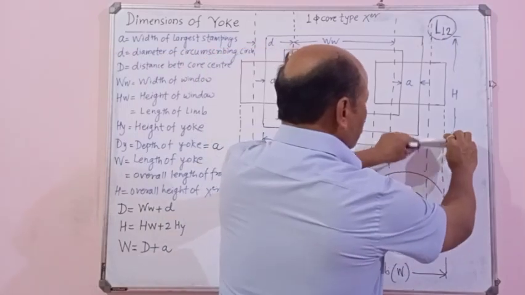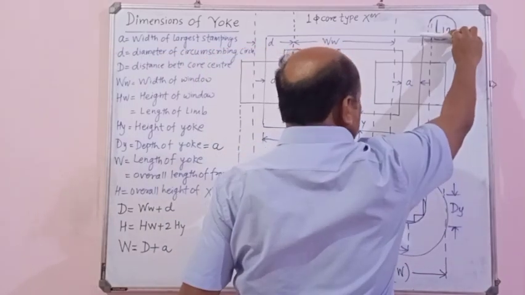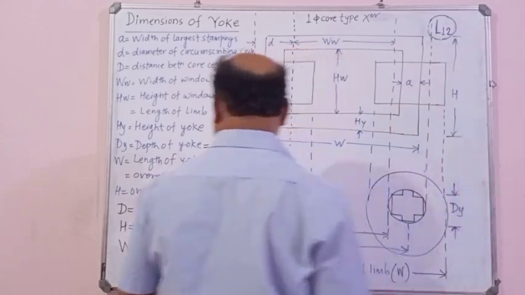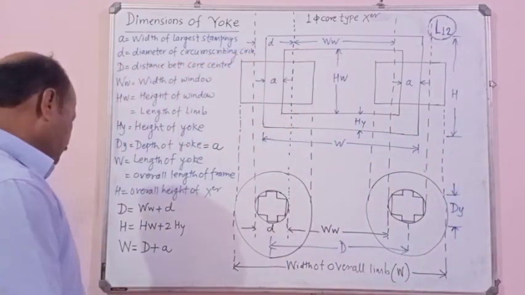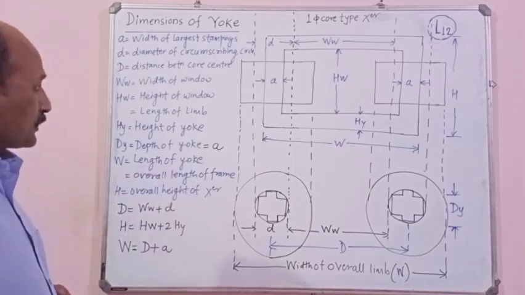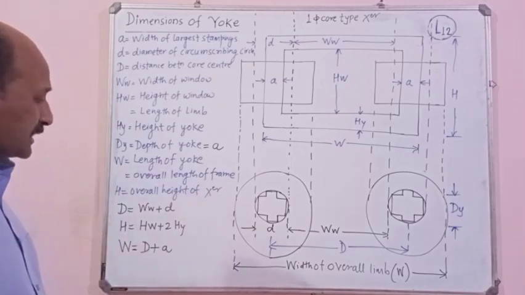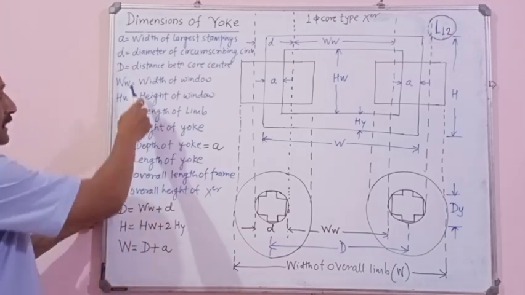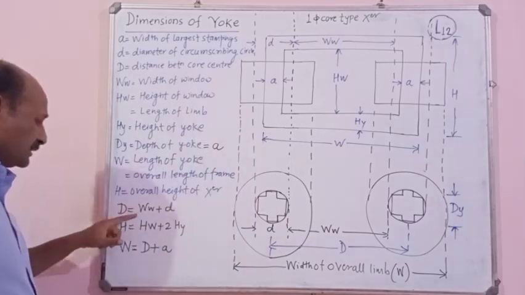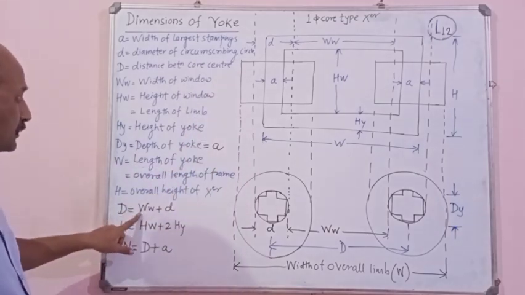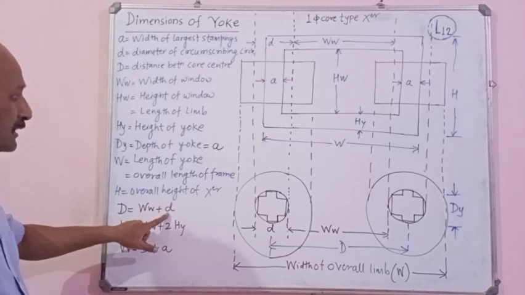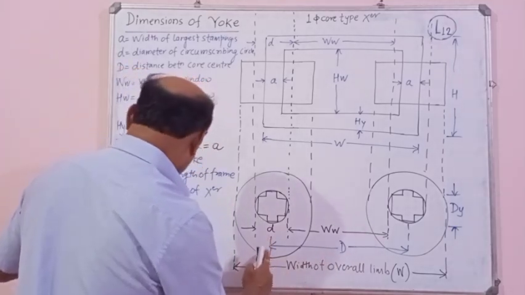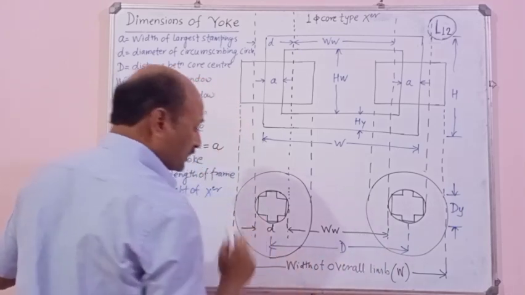So from the base of the lower yoke to the higher yoke, this distance is nothing but the height of the transformer. Then from these abbreviations you have to write the relations. The first relation is capital D. What is capital D? Capital D is nothing but the distance between the core centers.